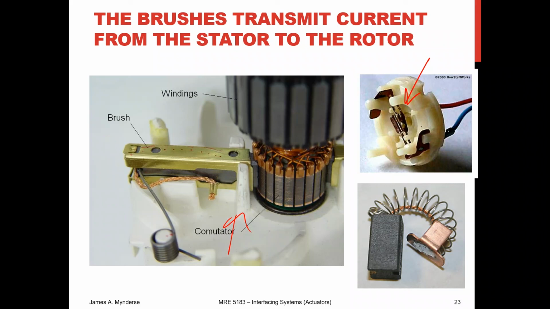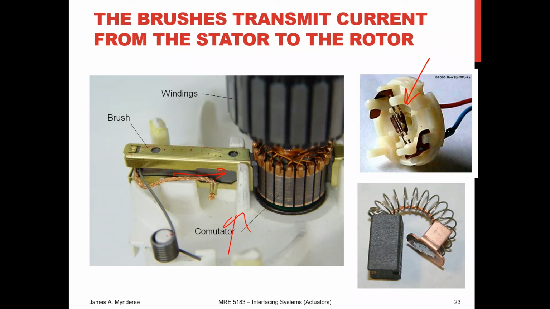You can see that there are alignment guides here. You can see that the brush is held nicely in place. You can even see a spring to make sure that the contact force is nice between the brush and the commutator. So a lot of differences in terms of motor construction. You do get what you pay for.